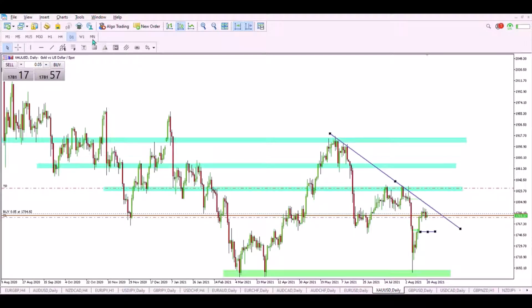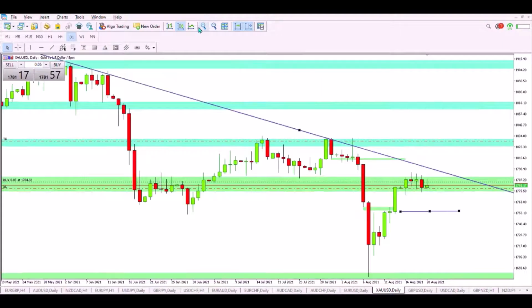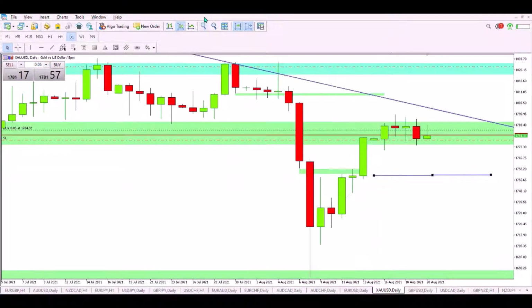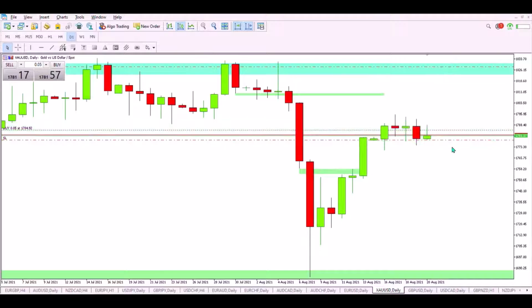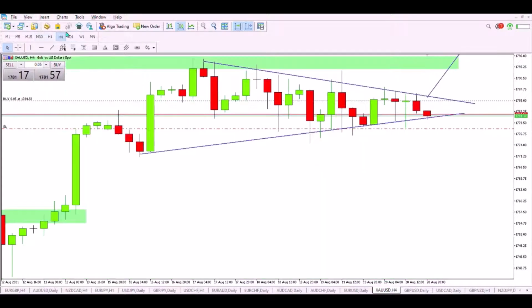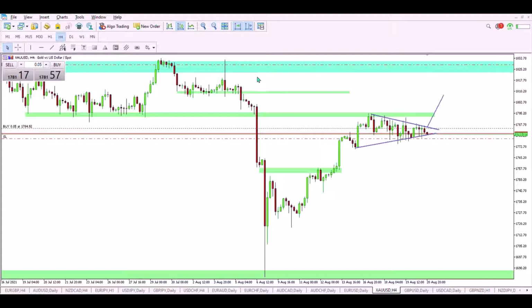Now let's draw the daily resistance so we can have it on our map, and as you can see we already have one bearish rejecting candle. Also we have this pin bar which is another sign of rejection. So the price has two options here, either to break the resistance and continue higher, or to pull back rejecting the area. Now let's move to the 4-hour and see what we have there.